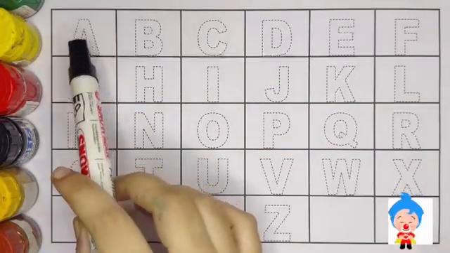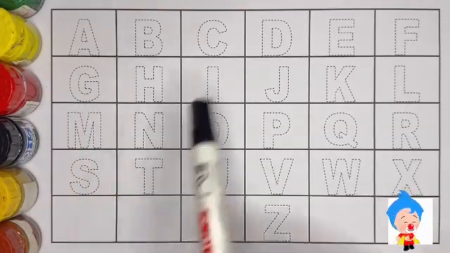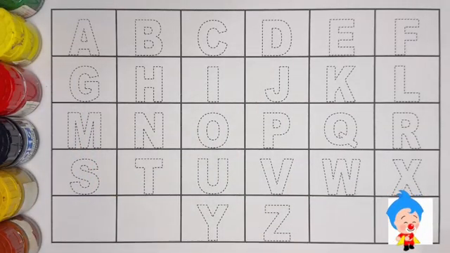Let's learn alphabets A to Z with tracing and coloring. Kids, first we will trace the alphabets.